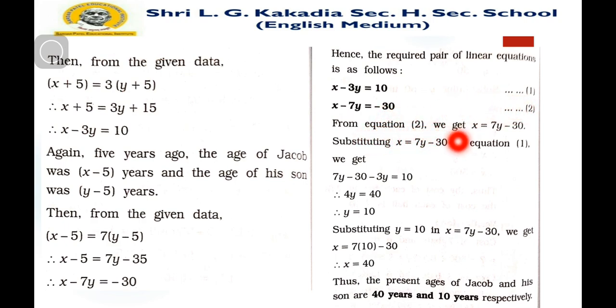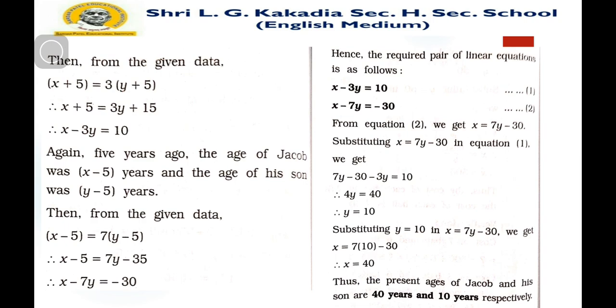From equation number 2 we get x is equal to 7y minus 30. Substituting x is equal to 7y minus 30 in equation number 1, we get 7y minus 30 minus 3y is equal to 10. Therefore 4y is equal to 40. After that y is equal to 10. Substituting y is equal to 10 in x is equal to 7y minus 30, we get x is equal to 40. Hence the present ages of Jacob and his son are 40 years and 10 years respectively.